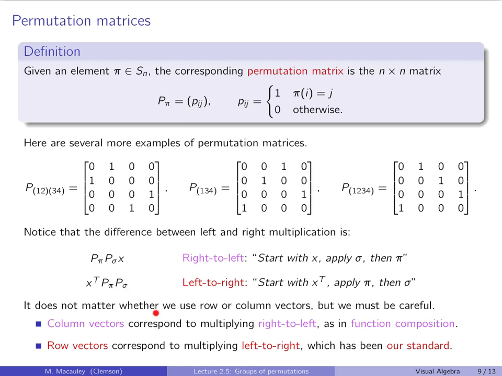It does not matter whether we use row or column vectors, but we must be careful. Column vectors, like this example, really force us to multiply right to left, as in function composition. Row vectors, if I use this notation, naturally correspond to multiplying left to right, first doing pi, then doing sigma, and that has been our standard. So it's slightly unusual. Usually the other is the standard that's used. More books read right to left than left to right when it comes to permutations. I'm going to read left to right, which is going to force me to start with a row vector and then multiply matrices on the right.